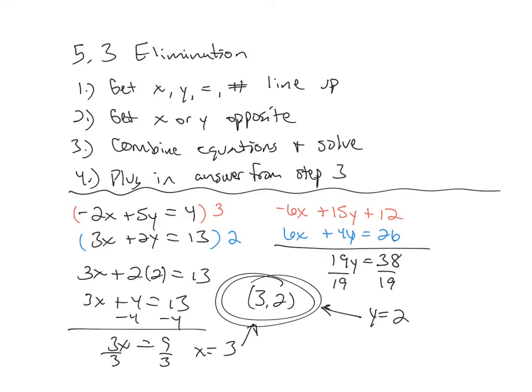Now, if both numbers over here in this original problem happen to be like the 5 and the 2, they're both positive. So let's say that like the 2 and the 3 were both negative, like we didn't have opposites. You would have to multiply one of the equations by -3 or -2, one of them, to create an opposite. So just keep that in mind if you don't have opposites already. Get x, y equal number to line up, get x or y to be opposite, combine, solve, plug in your answer.